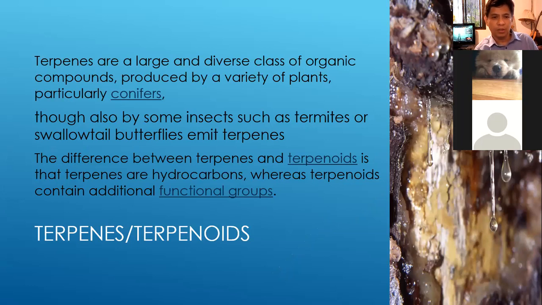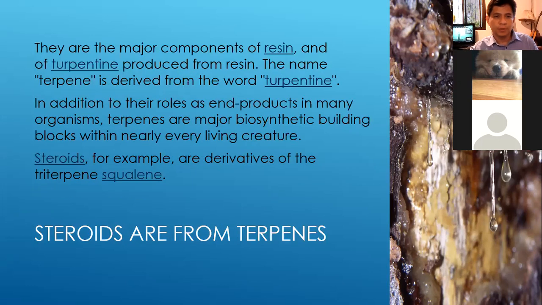So the difference between terpenes and terpenoids is that terpenes are hydrocarbons, no? Carbon and hydrogens only. And then whereas terpenoids contain additional functional group. Halimbawa, may mga terpenoids na merong mga hydroxy. So that's the difference between terpenes and terpenoids. So they are major components of resin and or turpentine, you know? Have you heard of turpentine?